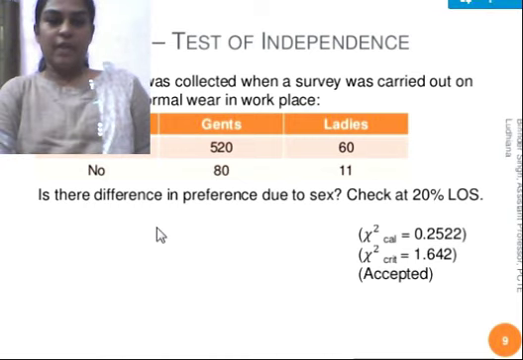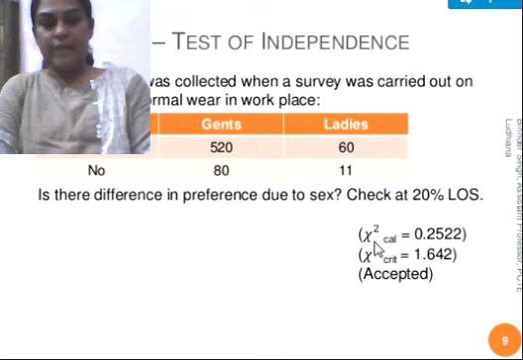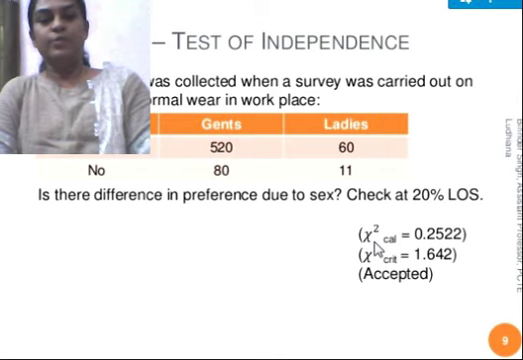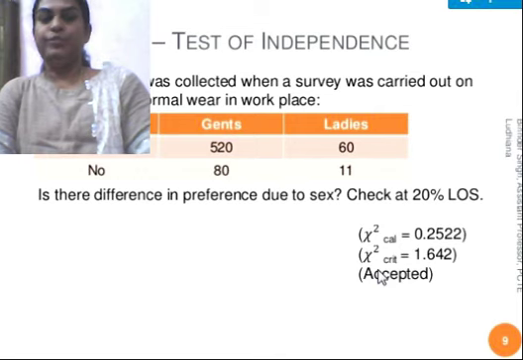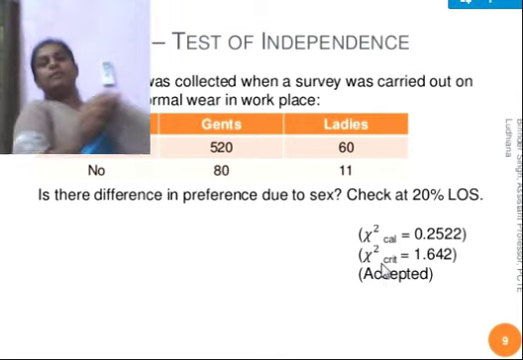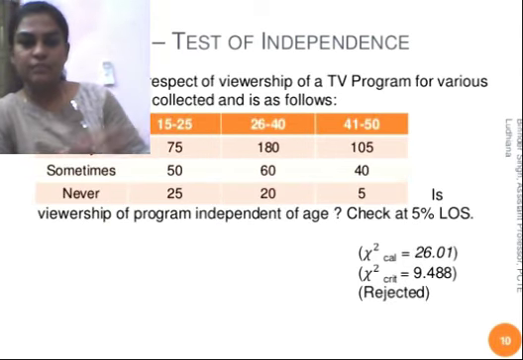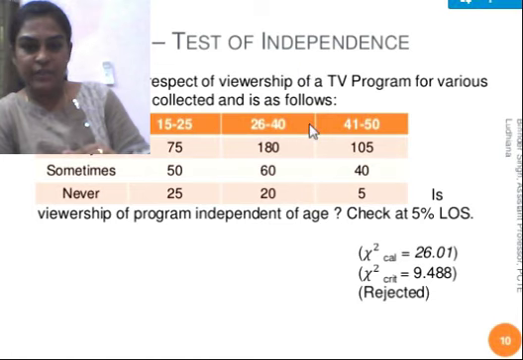Check whether the preference is significant in percentage due to sex, at a 20% level of significance. After calculation, the calculated value is 0.2522 and the critical value is 1.642. So here again it is less than the critical value, so it is accepted. Then let us go for the test of independence with another example.